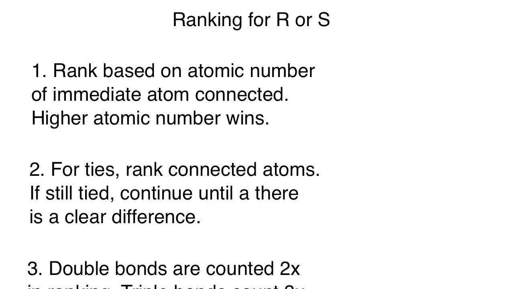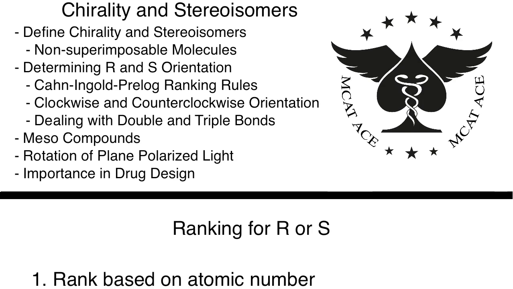Okay, everybody, so what I have done is pulled up the ranking for R or S when we get ready to start talking about chiral centers and how we rank them. So again, if we scroll back up to the summary, we're really looking at this portion here where we're talking about determining the R or S orientation. The first thing we're going to go over are the Cahn-Ingold-Prelog ranking rules. And then we will talk about whether we assign R or S based on that.